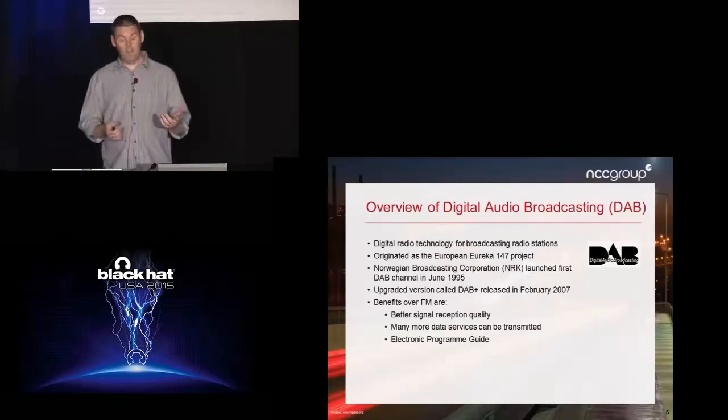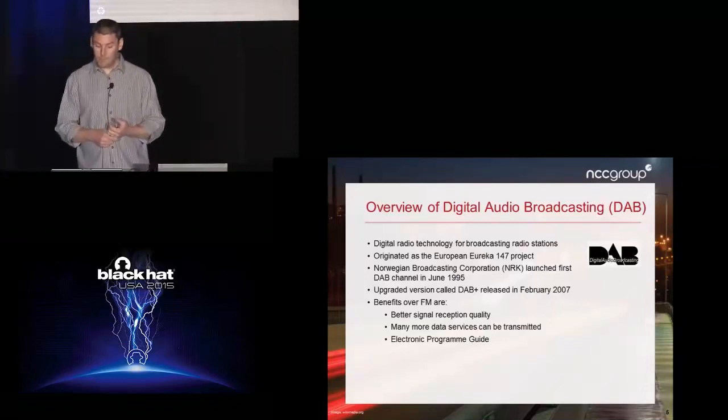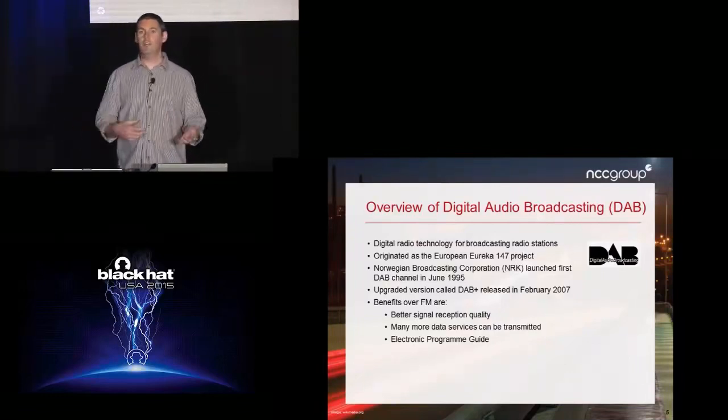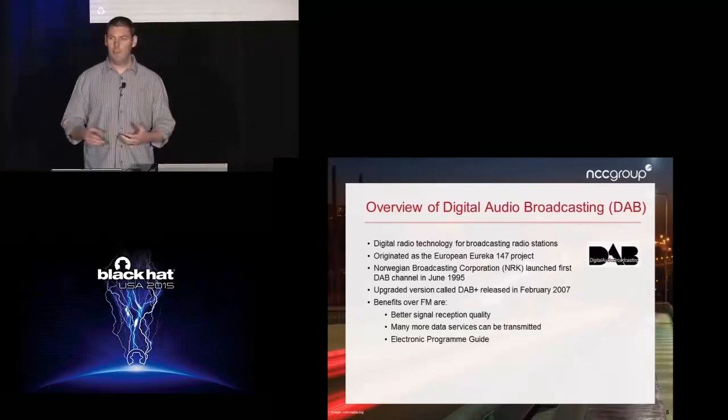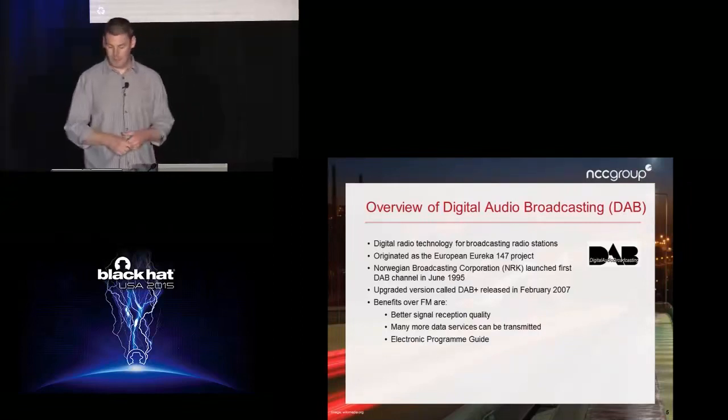So the primary benefits over FM are better signal quality. Many more different services can be sent over DAB. And one of those services is called Electronic Program Guide, which is similar to what you see on your TV, modern TV systems. So your set-top box or satellite receiver, where you can see the programs up to a week ahead and set things to record, that kind of stuff. So that's all supported by the DAB protocol.